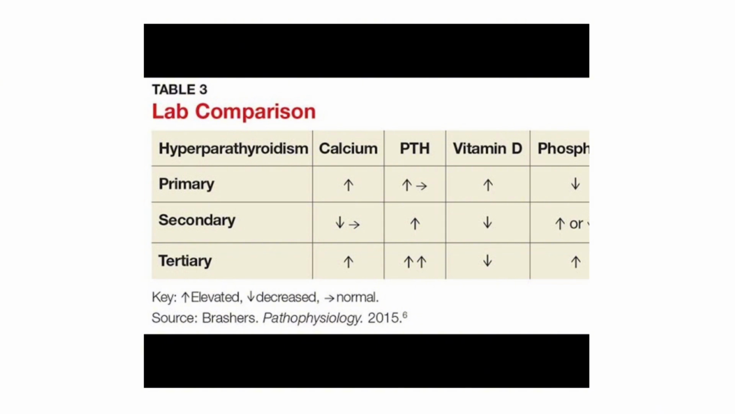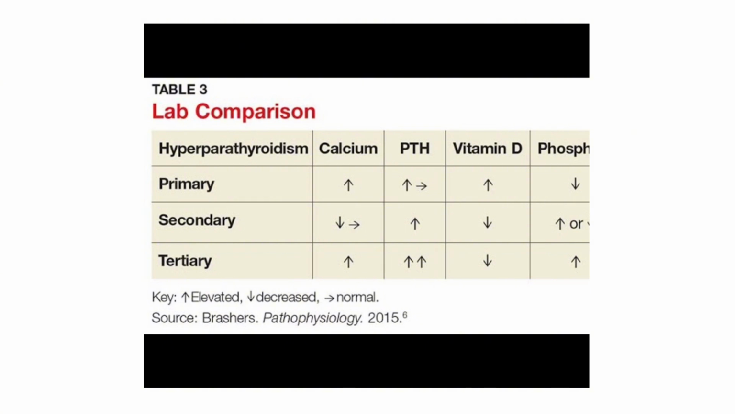So this is a simple table showing the types of hyperparathyroidism: primary, secondary, tertiary. I recommend you to know this. Even try not to memorize, try to understand, because if you understand what is happening here, you can definitely answer any question, or deal with any case with issues of the parathyroid.